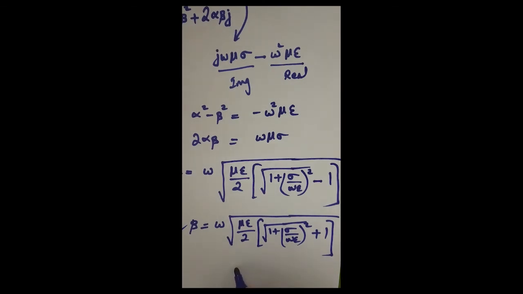And you know that velocity u is equal to omega by beta, and this will be equal to 1 by square root of mu epsilon.